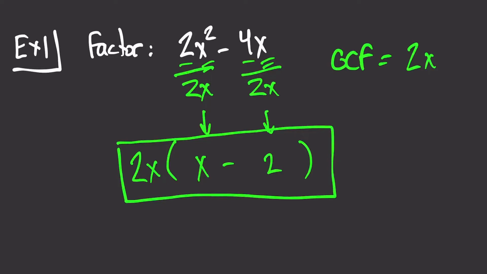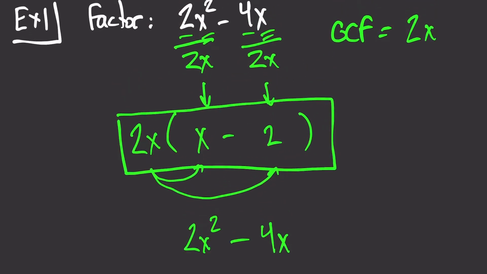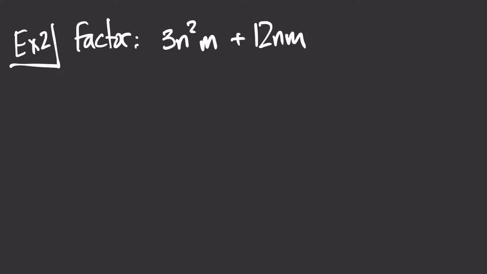Now, if you wanted to check this quickly, you could do so by distributing to see what you would get. 2x times x is 2x squared, and 2x times 2 is 4x. Then you compare that 2x squared minus 4x with the original problem, and yes, you can see those two are the same, so we indeed factored this correctly. All right, let's try a few more.